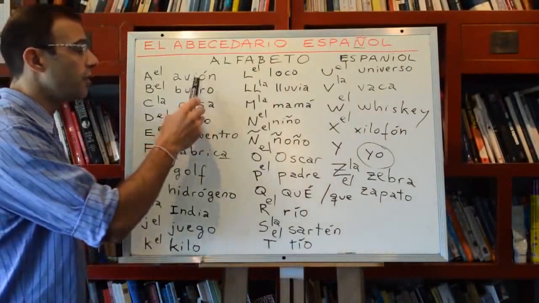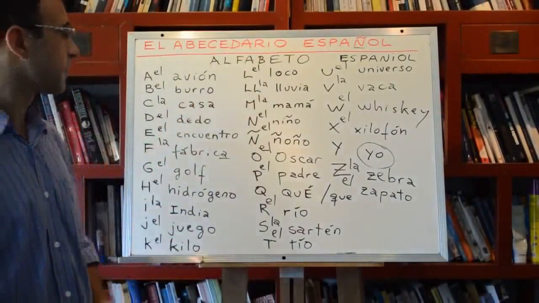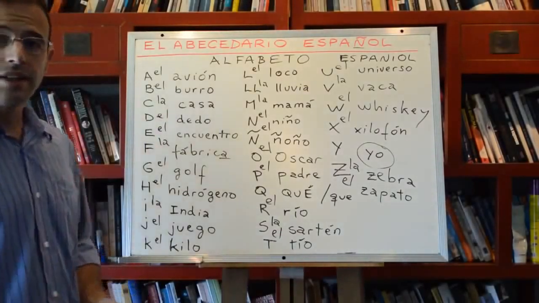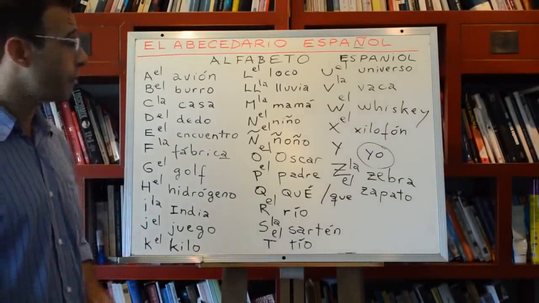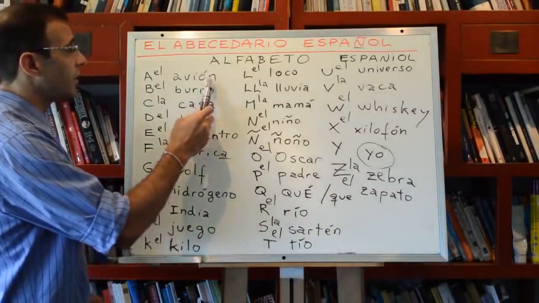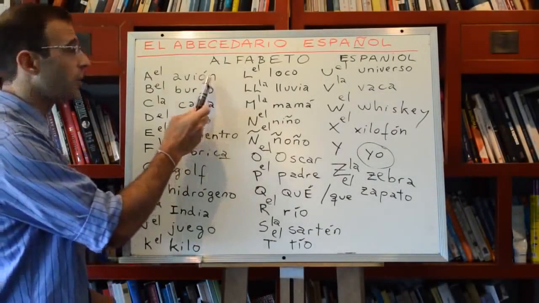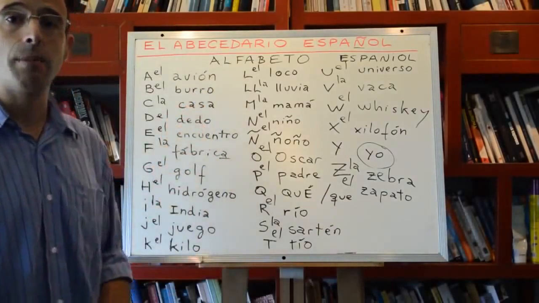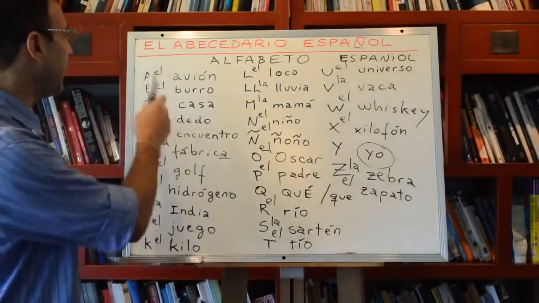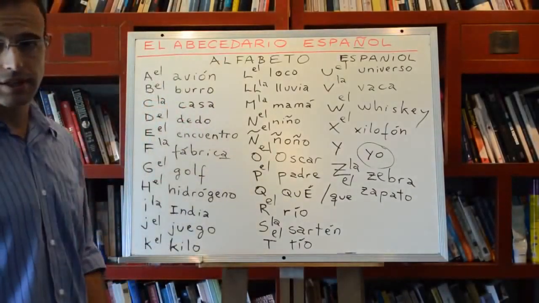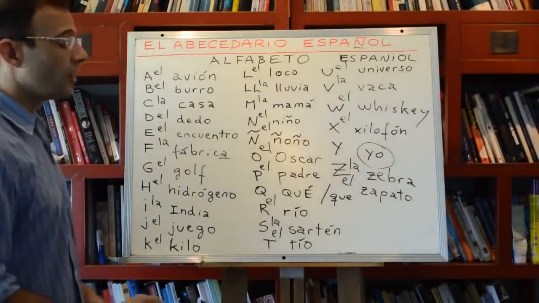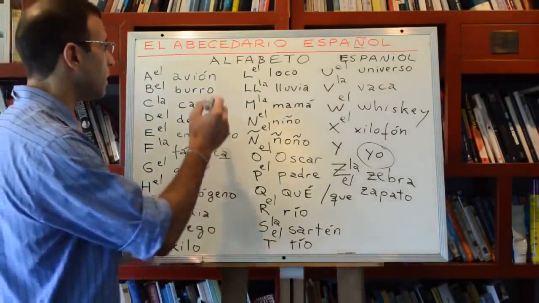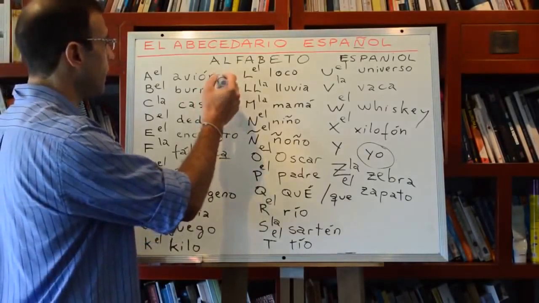Like the word avión for airplane. So how can we identify whether it is masculine or feminine? In this case, the vowel that comes before the letter N is an O, and this indicates that it is a masculine noun. El avión for the airplane. It is masculine. The feminine would be with A at the end.